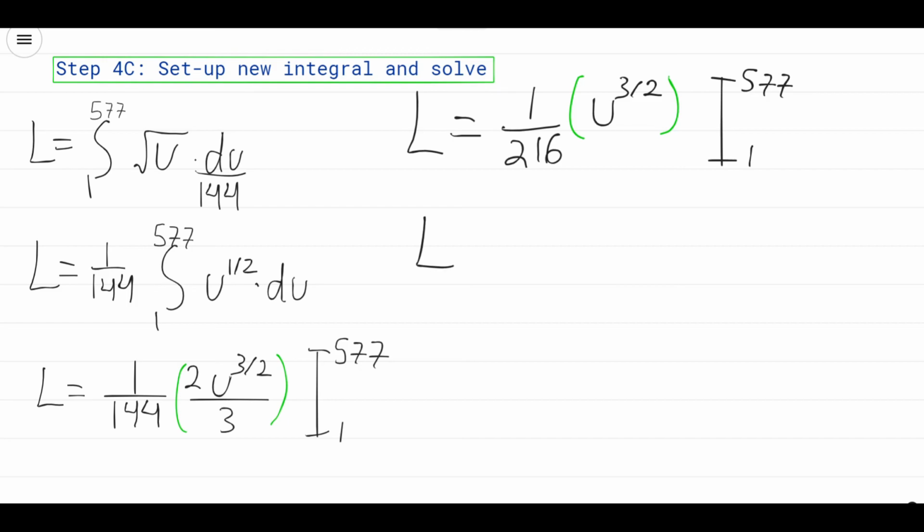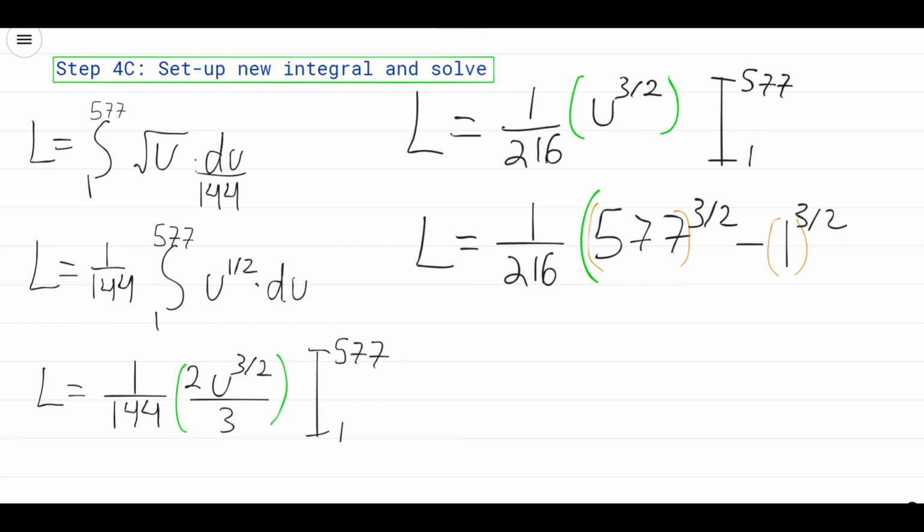So now what I'm going to do is simplify this. So 577 raised to the 3/2 minus 1 raised to the 3/2. And notice how I did not plug in u back in. Why? That's because I changed the bounds of integration. Since I changed the boundaries of integration, you do not plug in u. That's the whole purpose of creating new bounds of integration. So you don't plug in u again. Instead, you plug in your new limits, because these are your u limits. These aren't your x limits. These are considered your u limits now.